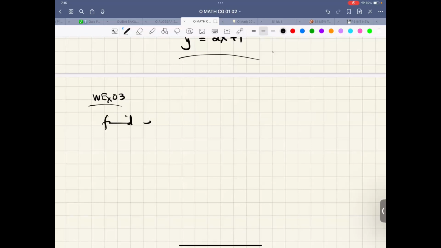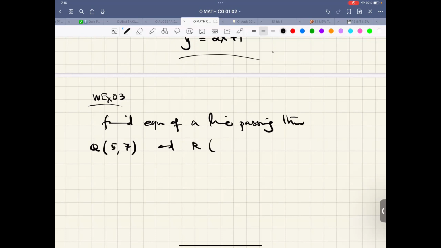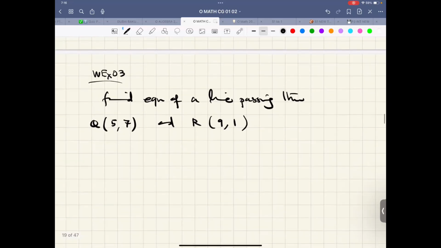Find the equation of a line passing through point Q, which is (5, 7), and R, which is (9, 1). Now, another question like this. Find the equation of a line. First of all, let's look at the values.